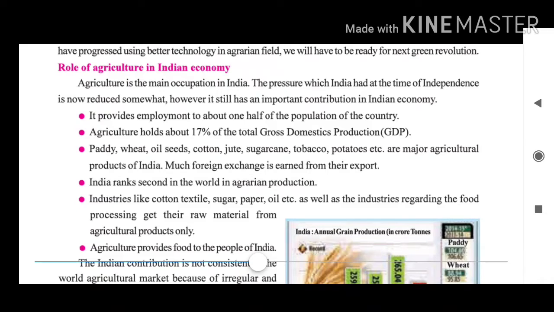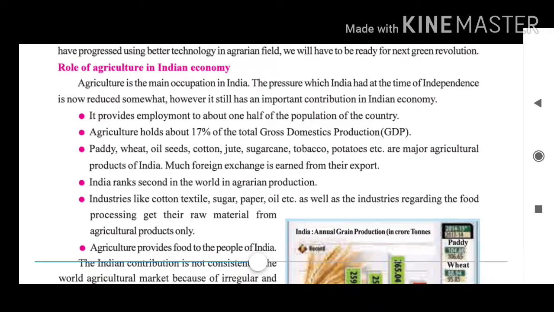We all are aware that India, since ancient times, has been an agrarian country. It's an agricultural country, and India is dependent a lot on agriculture. The good thing is that many Indian agricultural products are being exported, and it is earning a good amount in return. So agriculture is the main occupation in India. The pressure which India had at the time of independence is now reduced somewhat. However, it still has an important contribution in the Indian economy.